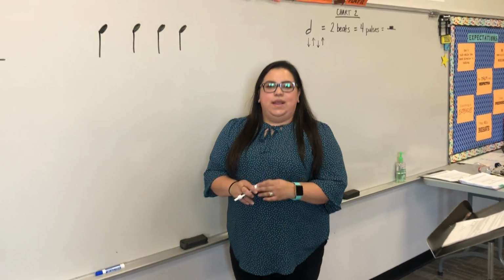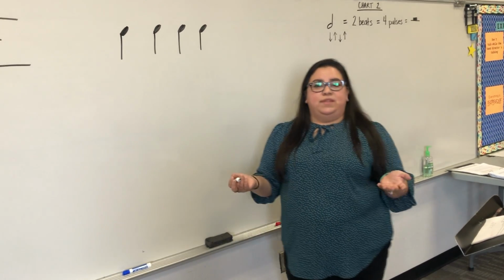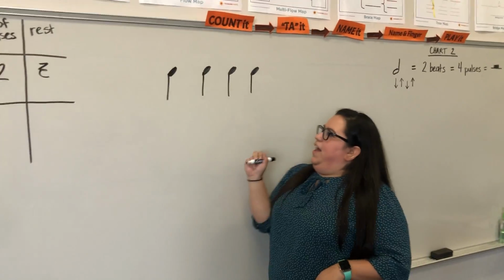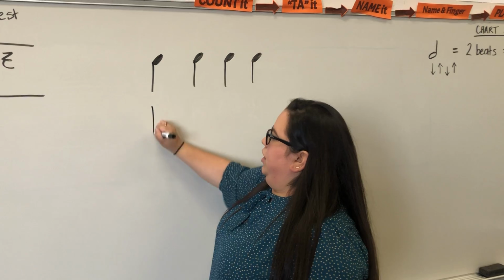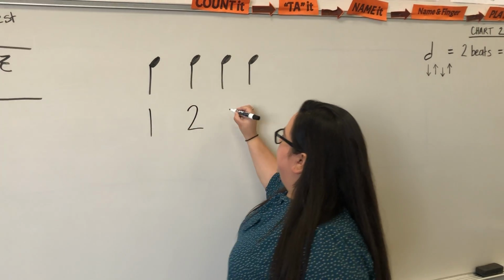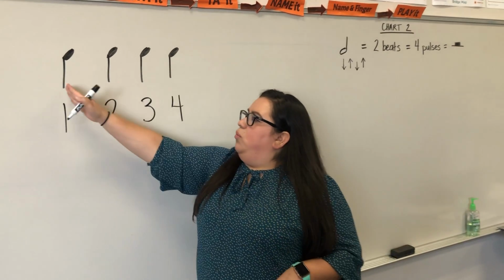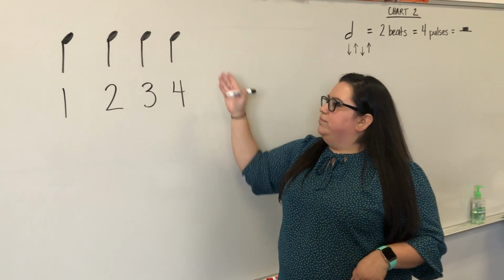Hey guys, today we're going to be learning something new, but in order to learn something new, we have to review something that was old. So we're going to look at the most boring measure ever with our 4 quarter notes. We're going to write in our counts, which we have a big 1, a big 2, a big 3, and a big 4. How we would count this is 1, 2, 3, 4.